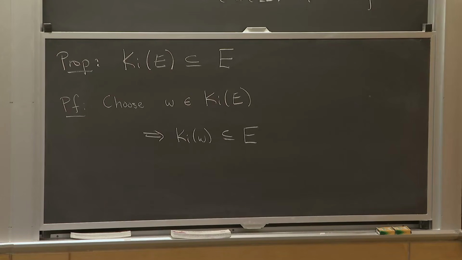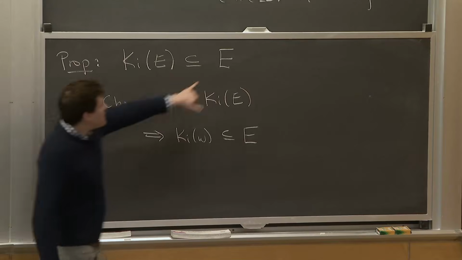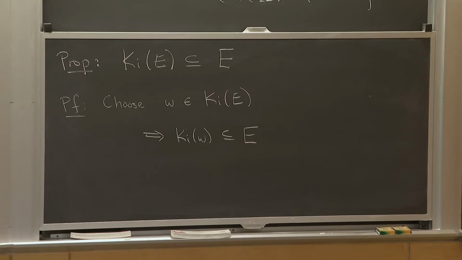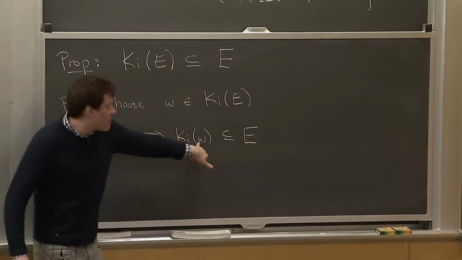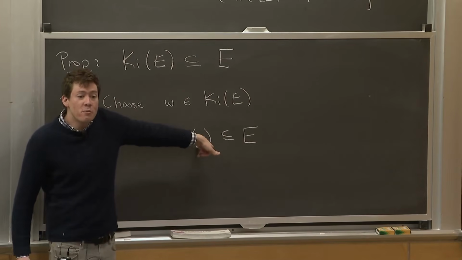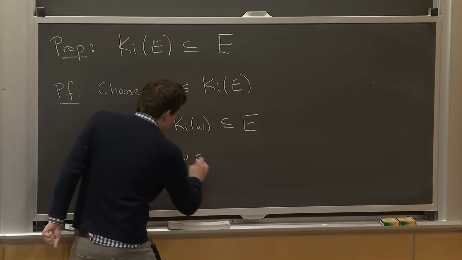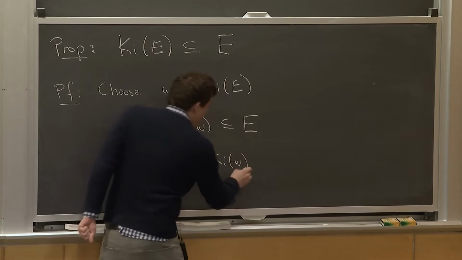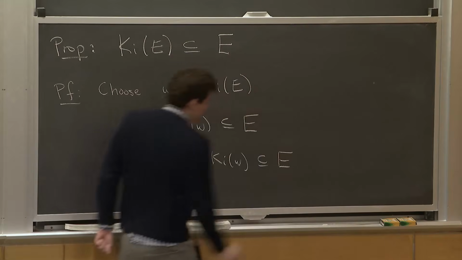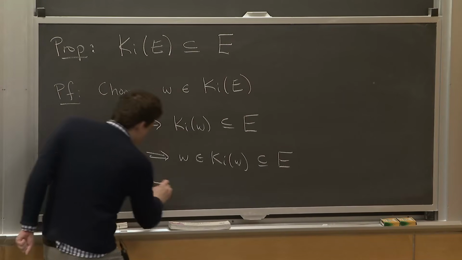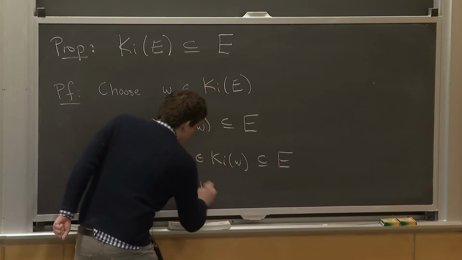And then I would argue we're basically done. What's the last thing we need to see? We want to argue that, in fact, omega is in E. So what do we need to do? Yeah, so we're basically done. Ki omega is the cell of the partition that contains omega. So in particular, omega is in here. So what that tells us is that omega is in Ki of omega, which is a subset of E. And therefore, omega is in E.